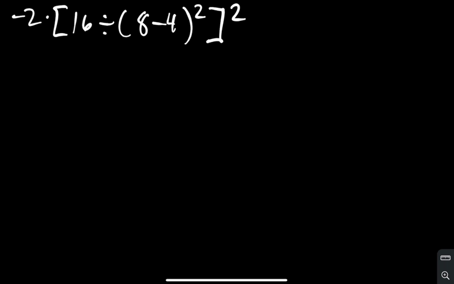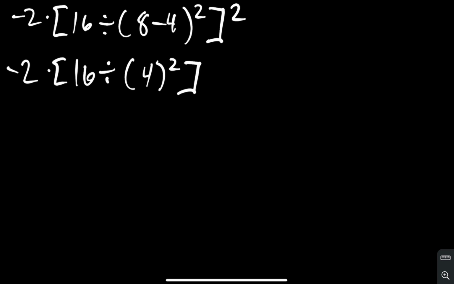All right, so for this next problem, we have those two sets of parentheses, we have some exponents, and we have division and multiplication. So the first one we're going to do is parentheses. So we have that big set of parentheses, and we have that small set of parentheses. We're going to do the one that's inside of the big one. So it's going to be negative 2 times, big bracket, 16 divided by, and then here's the part we're going to do, that small parentheses. 8 minus 4 is going to give you 4, and that's going to be squared. And then close the bracket, and then another square.